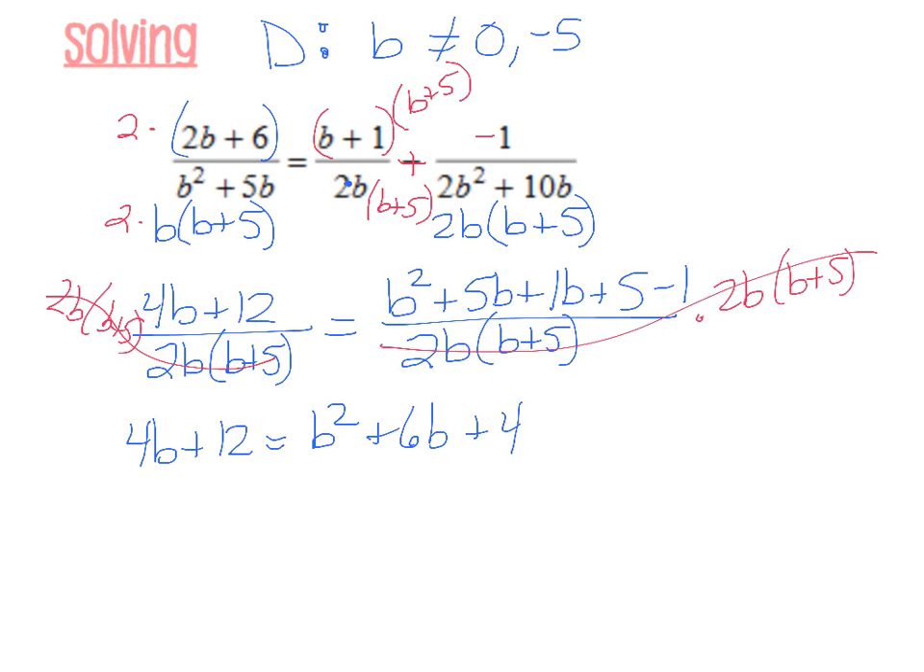This one looks like it's a quadratic because of the b squared. Let's get everything on one side and set it equal to 0. I'll end up with a b squared. If I subtract the 4b, it'll end up a plus 2b. If I subtract the 12, it'll be a -8, and it will then equal 0. Let's factor that.